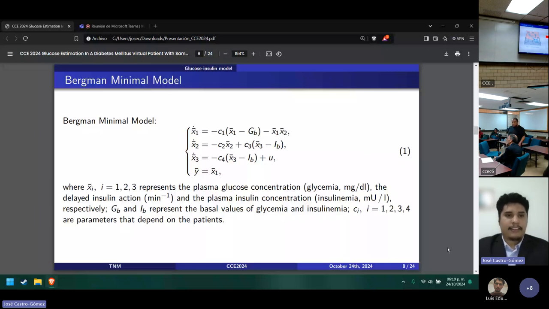So for that, we need a glucose-insulin mathematical model. And the model we used was the Bergman minimal model, where x1, x2, x3 represent the plasma glucose concentration, the remote insulin action, and the plasma insulin concentration, respectively. Then the parameters C1 to C4 are parameters that depend on every pathway.